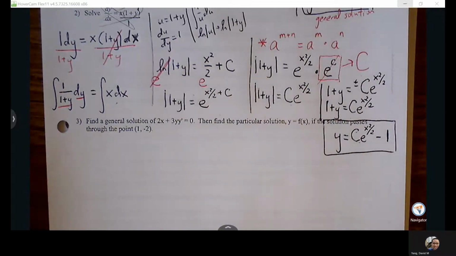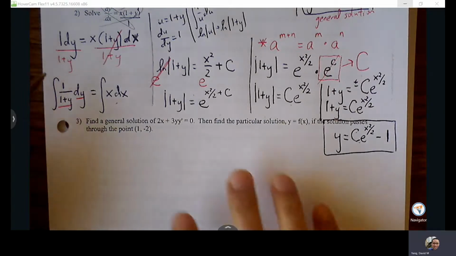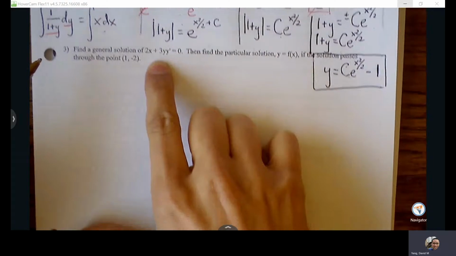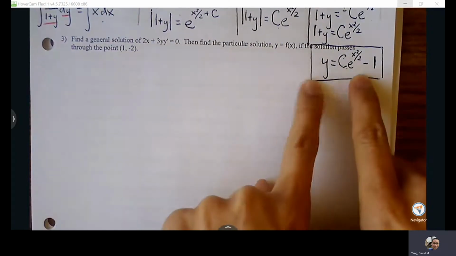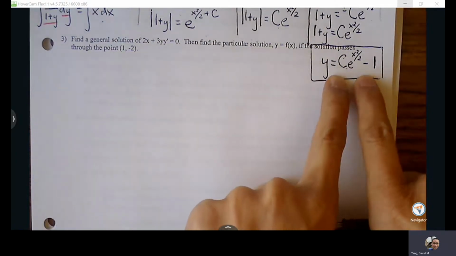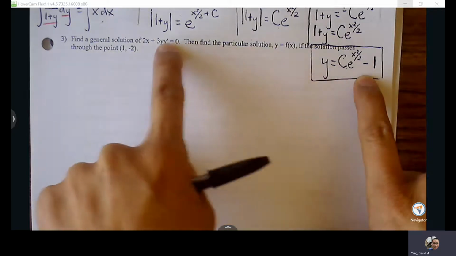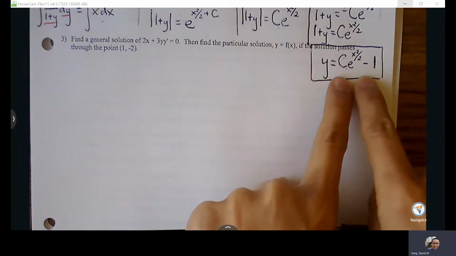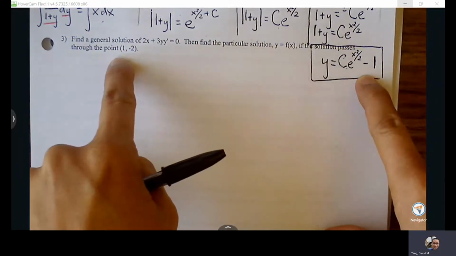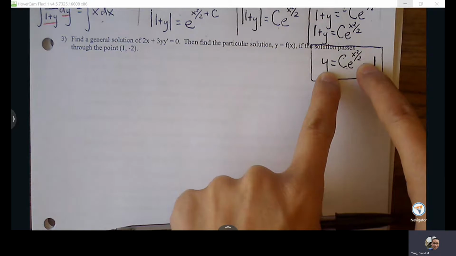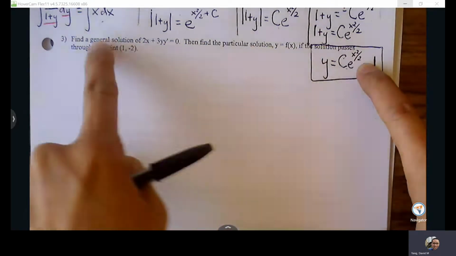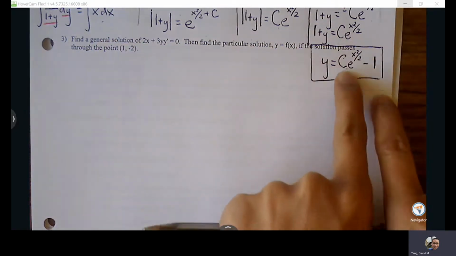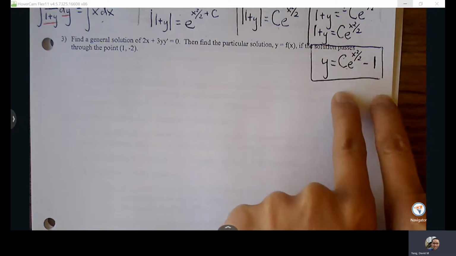Okay, good. Any questions so far? All right, number 3, find a general solution for 2x plus 3y y prime equals 0. General solution just means that we want to get the equation down to a point where a C is involved. Then we're going to find the particular solution. A particular solution means we take a general solution, replace the x and y with the ordered pair, solve for C, and then update the general equation with the new C value.